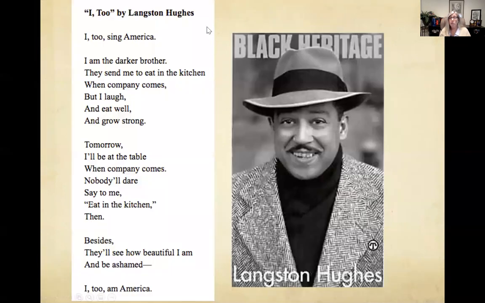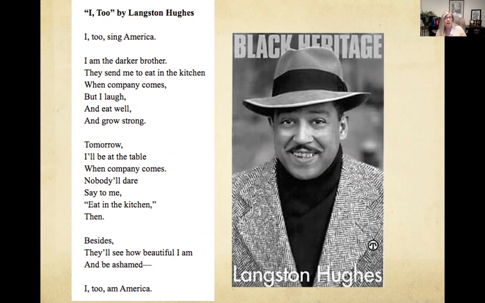The main poet that you need to associate with the Harlem Renaissance is this man, Langston Hughes. And he is, again, promoting the influence and the success and the role of African Americans in America. So notice what he has to say here.